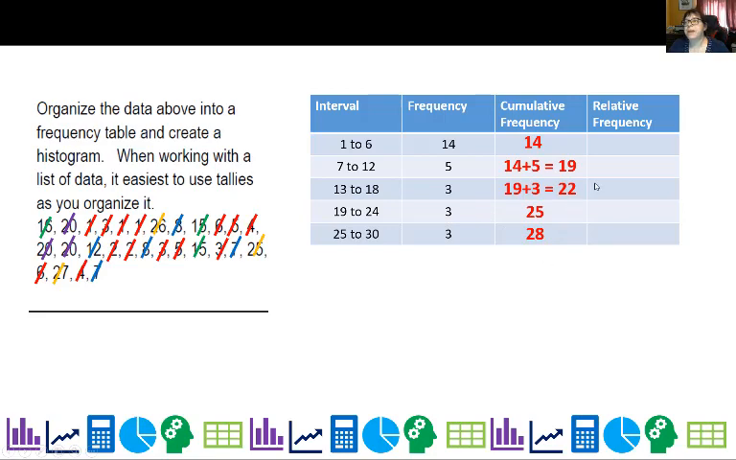Relative frequency, if I ask you for that, what that means is I want to say, what is this compared to the whole? So half of my data points, 14 out of 28, are in the first bar. So if I graphed relative frequency, my first bar would go up to 50%. 5 out of 28 is 17.9, 3 out of 28 is 10.7, and the last 3 are the same.